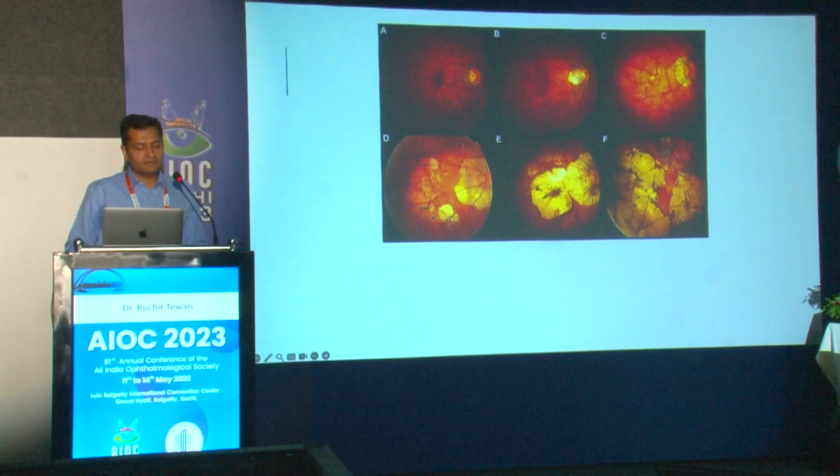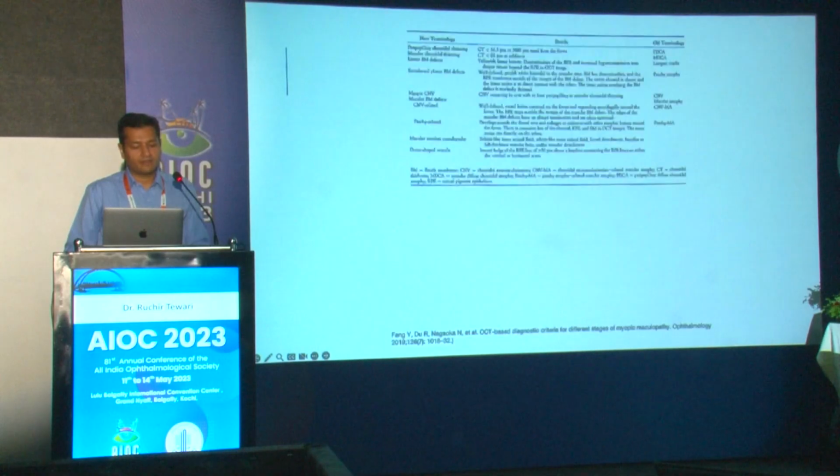This is a representative image which shows all the described changes. Figure A is a tessellated fundus, figure B shows a peripapillary atrophy, C is showing lacquer cracks, followed by patchy atrophy, myopic neovascularization related atrophy to patchy related diffuse atrophy. Again, newer terminologies have been introduced: myopic traction maculopathy and dome-shaped macula. These are simply OCT-based findings, which we now got to know about.